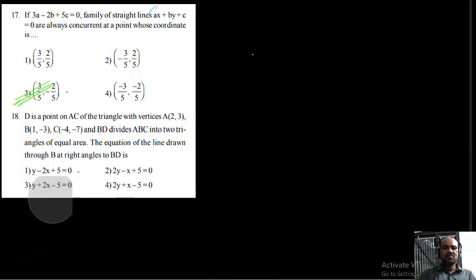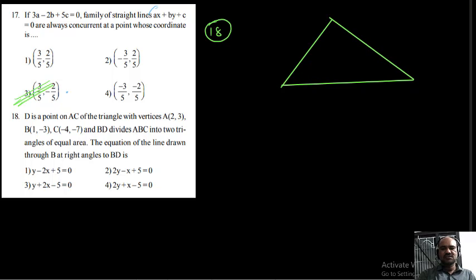Yeah, next problem, 18th problem. A triangle ABC is given. First of all, I will draw the triangle ABC. After that, I will explain what should be done. Students, listen.